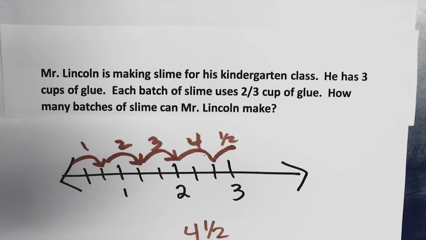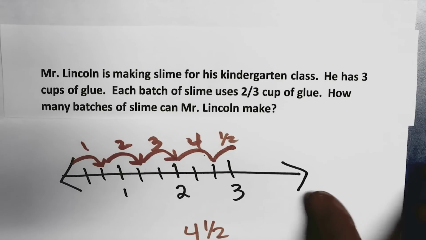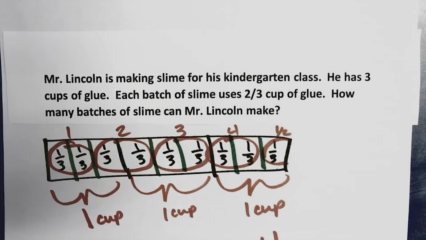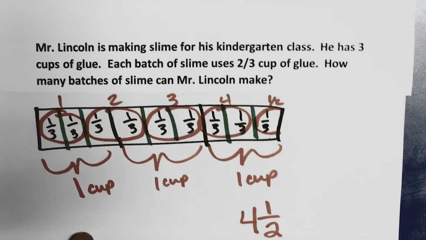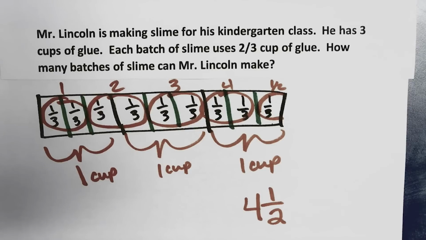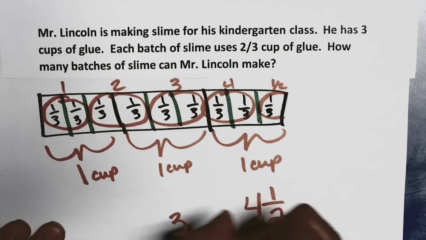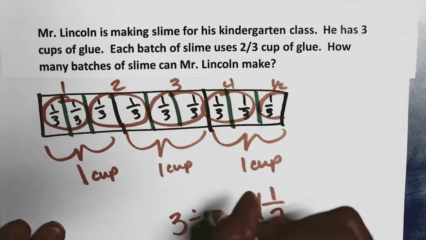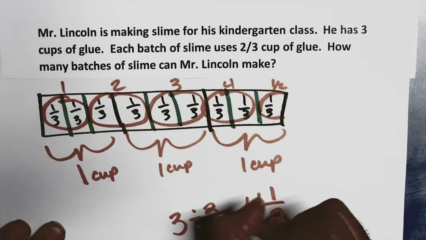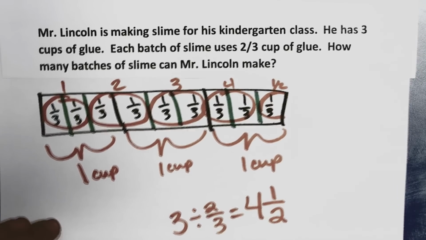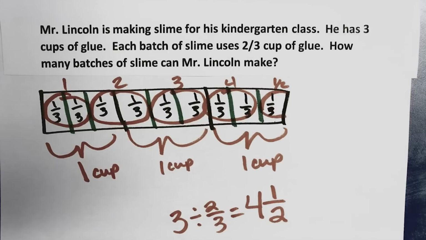So what does this show us, or what does this tell us? Looking at this model, my number line, this lets me know that when I have 3 cups of glue, and I'll divide that into 2/3 cups, I can make 4.5 batches. That's fun times, y'all. All right, here's one for you to work all the way through. Don't forget to tie it all together at the end to ensure that you're answering the given question. Y'all ready?